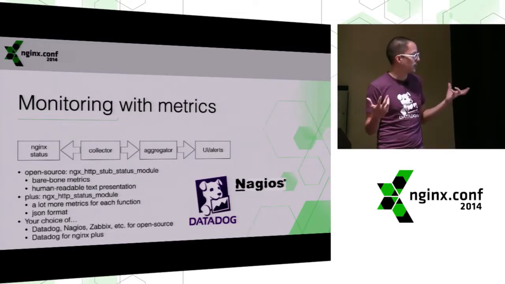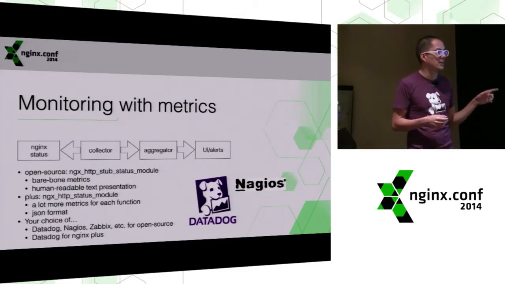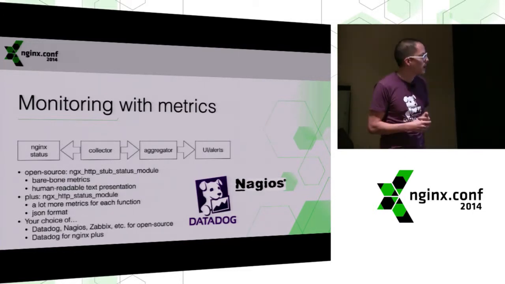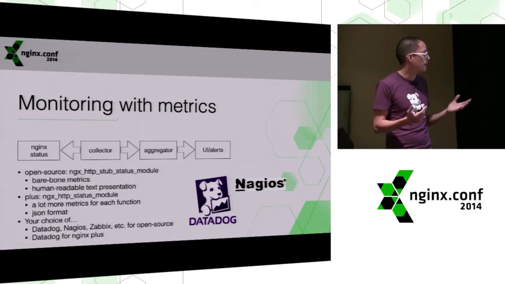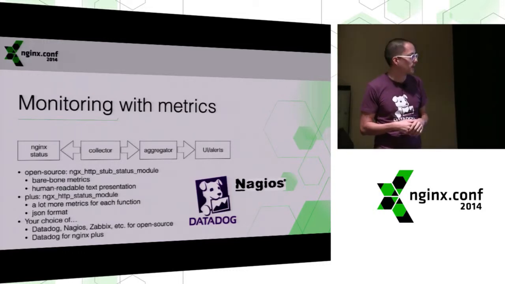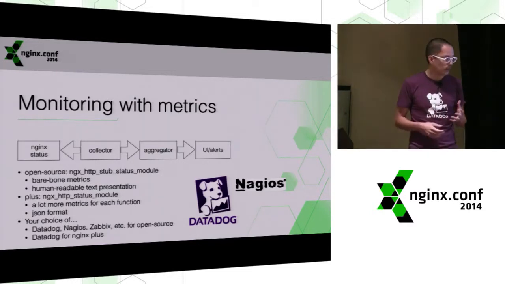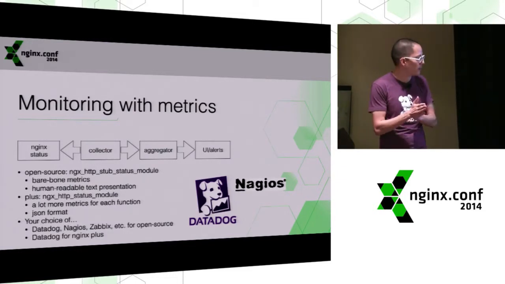We have basically two modules to do that. A quick survey: who uses Plus versus who uses open source? Any Plus users? 1, 2, 3, okay, 3 or 4. So for the rest of us, you have the stub status module. It gives you very, very bare bone metrics, a cheap, human-readable representation. For the Plus people, there's a lot more, and I'll dive into both cases in a moment. It's a lot more appealing, I guess.